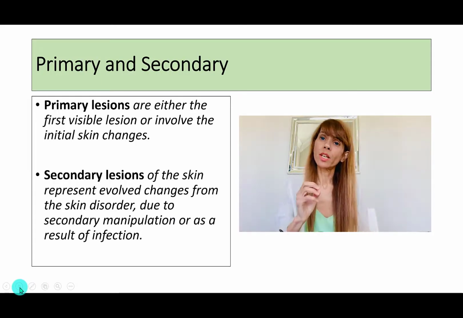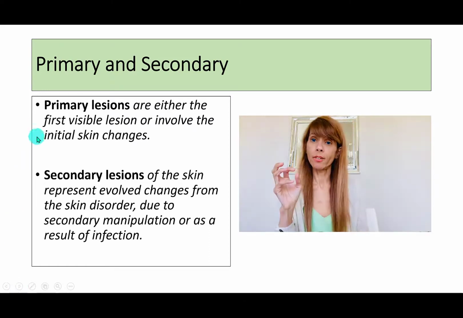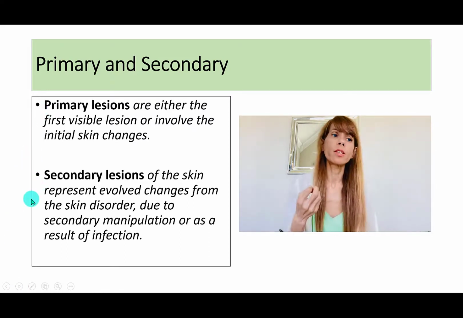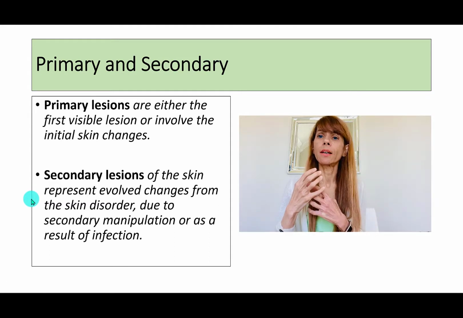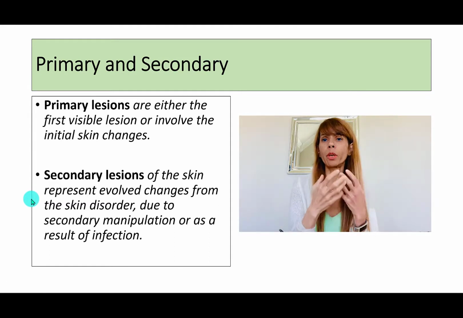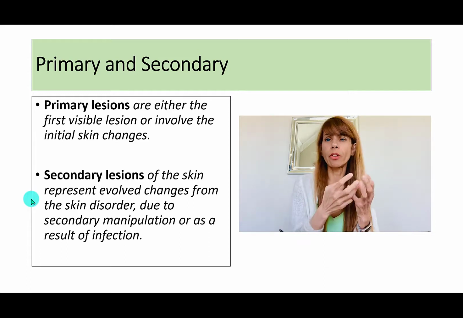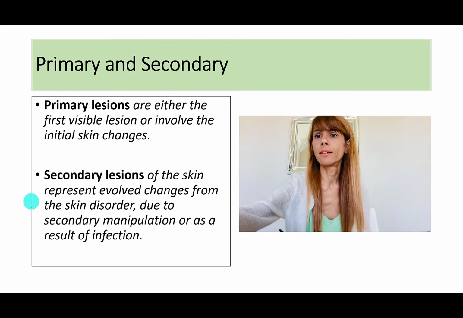There are two types of skin lesions, primary skin lesions and secondary skin lesions. Primary lesions are the ones that just appear or show up. Secondary lesions are the ones that occur as a result of manipulation of the primary lesions, like itching, excoriation, secondary ulceration, secondary infection, and things like that.